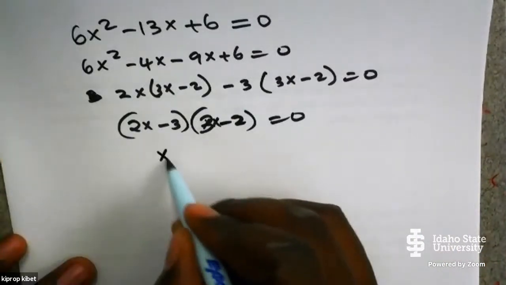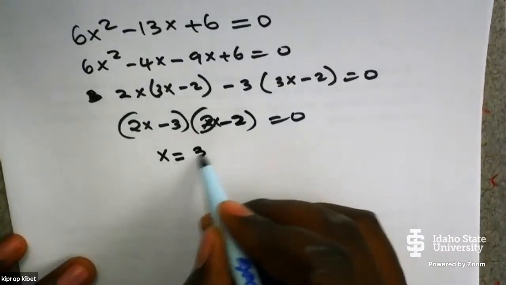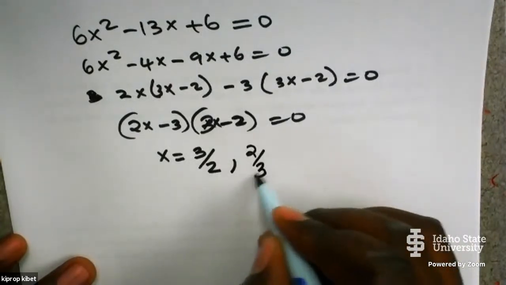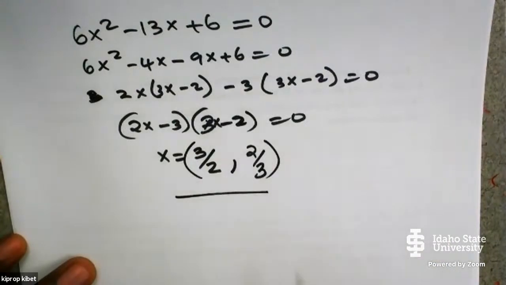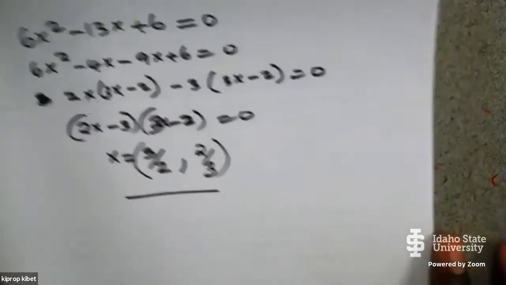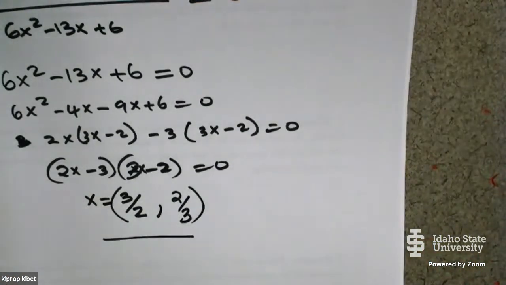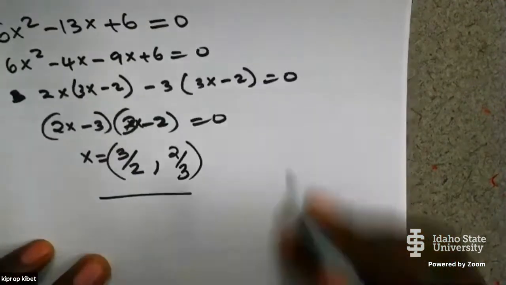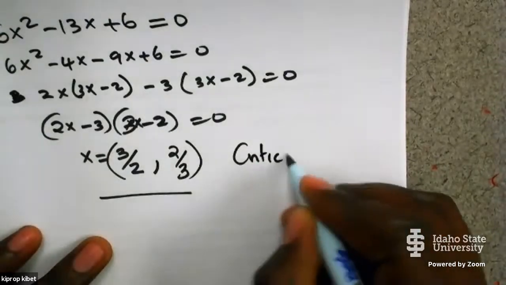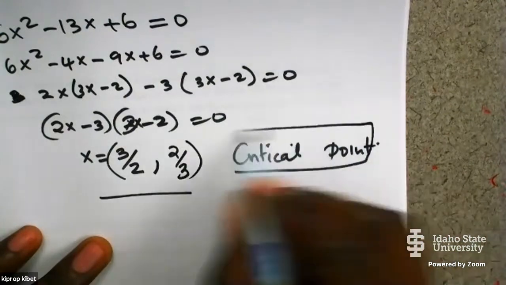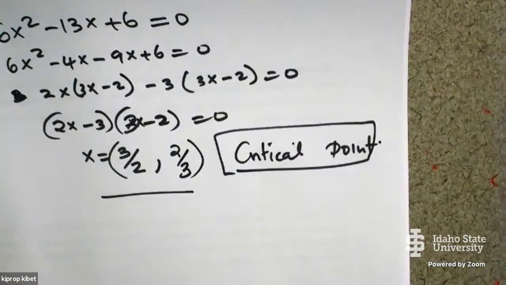So our x equals to what? 3 over 2, and 2 all over 3. Now, this is what? Our critical point. So this is our critical point.